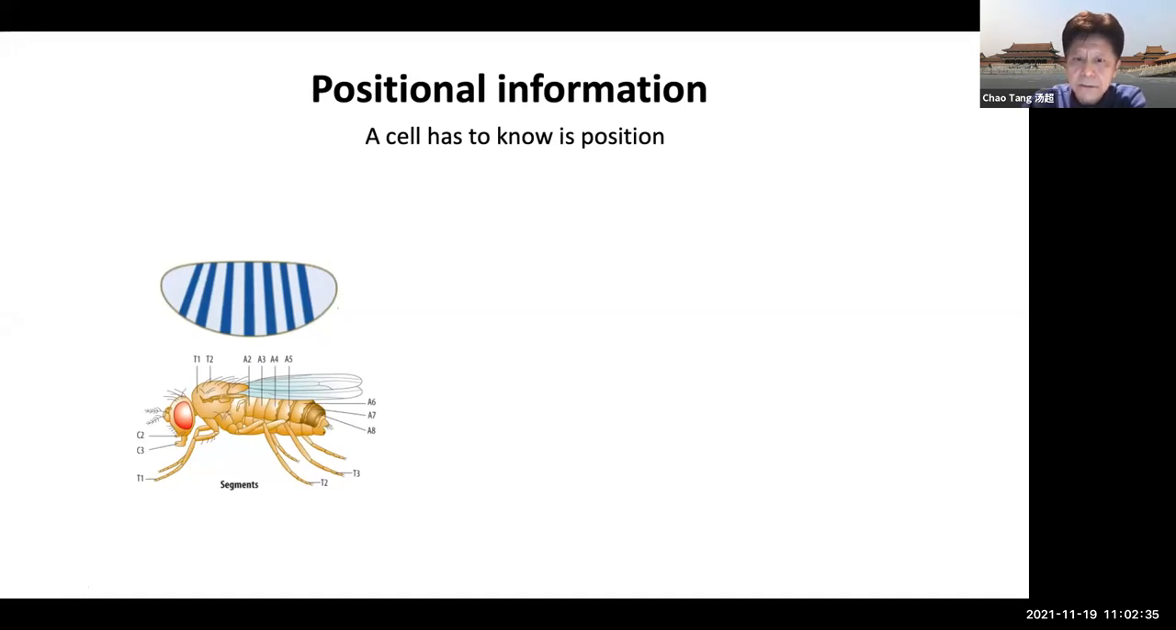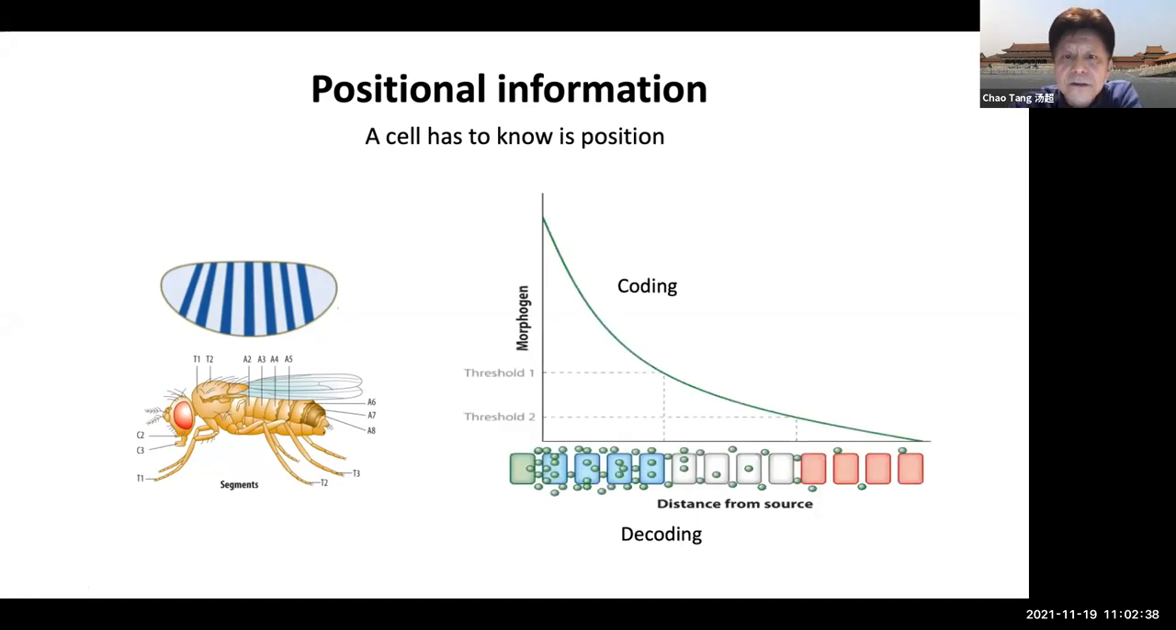So for example, in Drosophila, this information is provided by a morphogen. The morphogen typically forms a gradient, and the cell reads the gradient of the morphogen and determines its position. We call the morphogen gradient coding, and the cell interpreting the morphogen gradient is decoding, and this is usually done by some genetic network or transcription network.